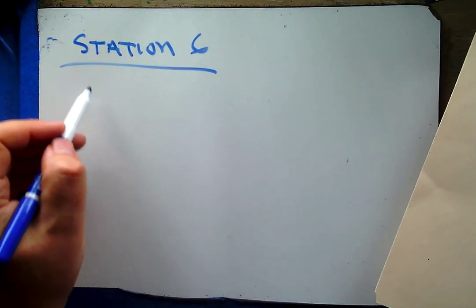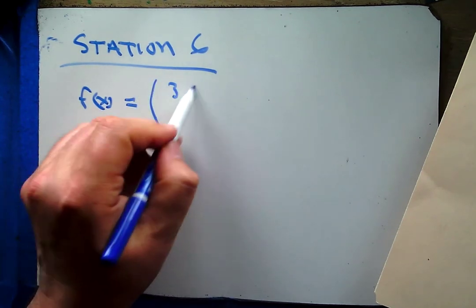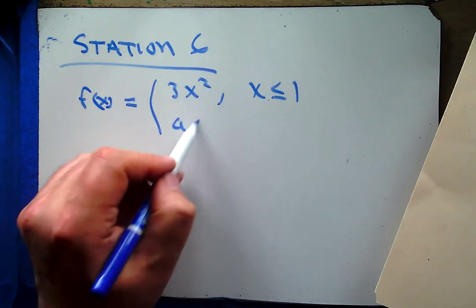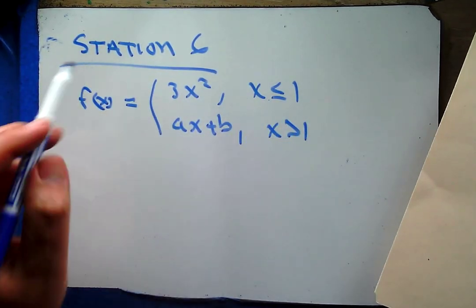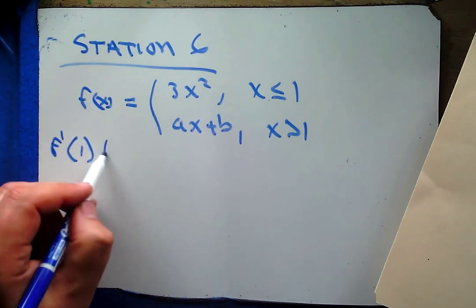Okay, so what's our f of x? Our f of x is 3x squared for x less than or equal to 1, and ax plus b for x greater than 1. And we want f prime of 1 to exist.